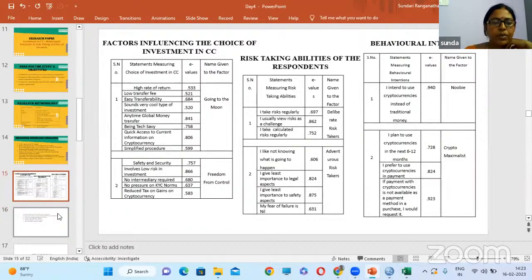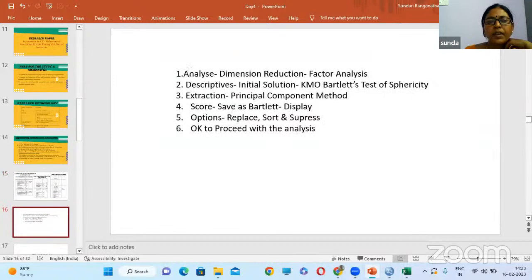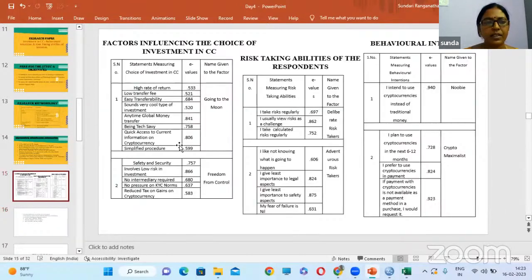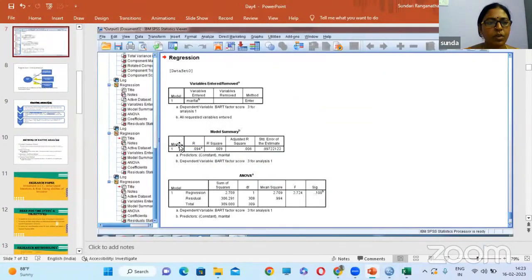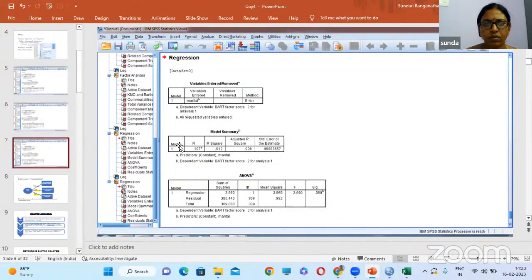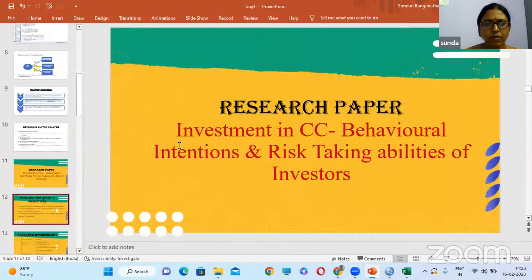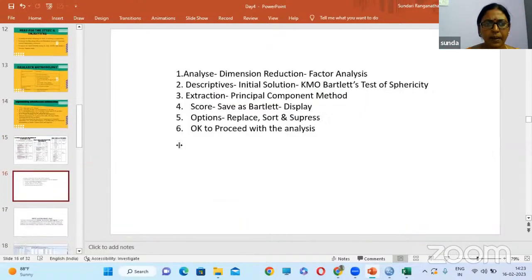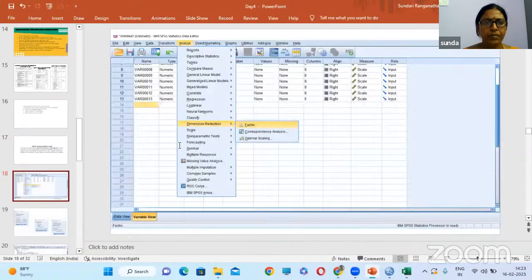Okay, so before we proceed, I would like to give you the steps involved in factor analysis. Once again, we will go to Analyze. From Analyze, we will go to Dimension Reduction. From Dimension Reduction, we will go to Factor Analysis. So I can even show you the slides here. Factor analysis slides. Analyze, go to Dimension Reduction, choose Factor Analysis.